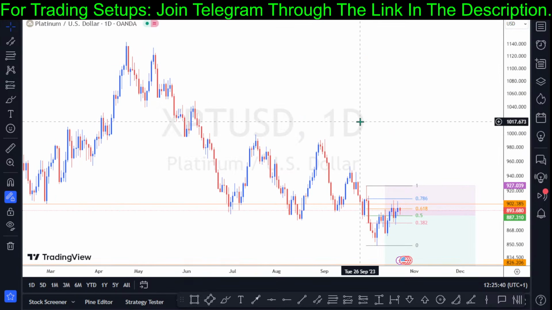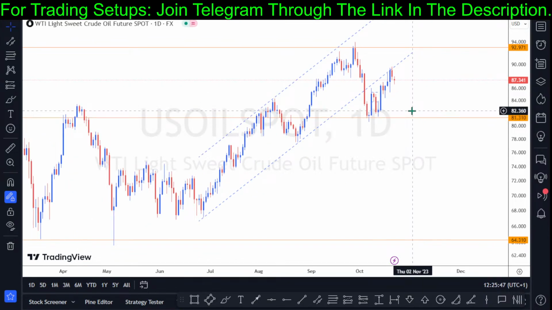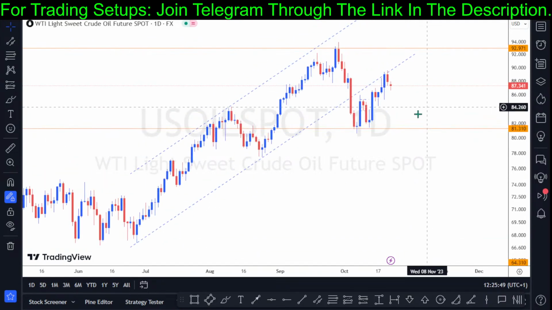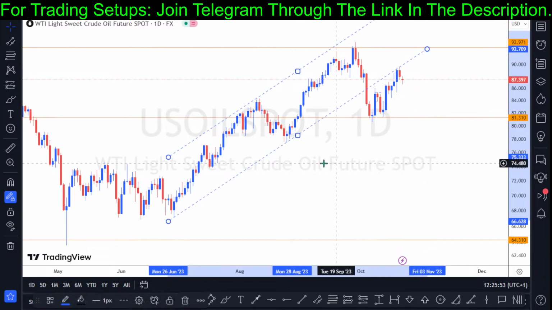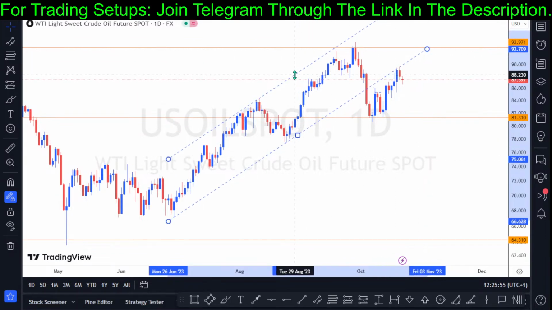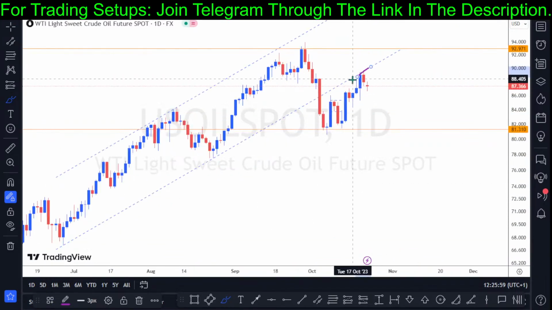And based on the US oil, let's check out US oil. This is the WTI US oil. Price is still retesting the broken channel. You can see that price is still retesting this channel right here. This channel is still acting as a resistance structure.